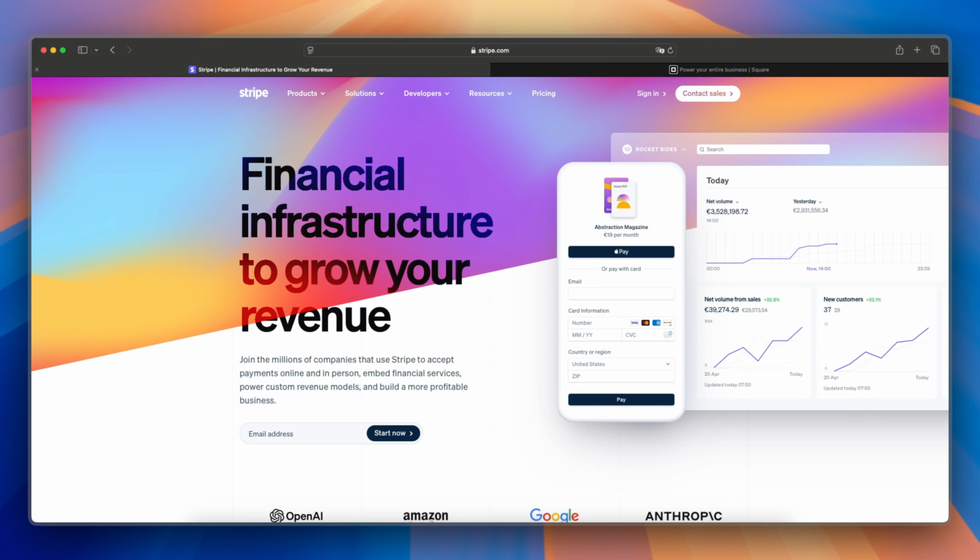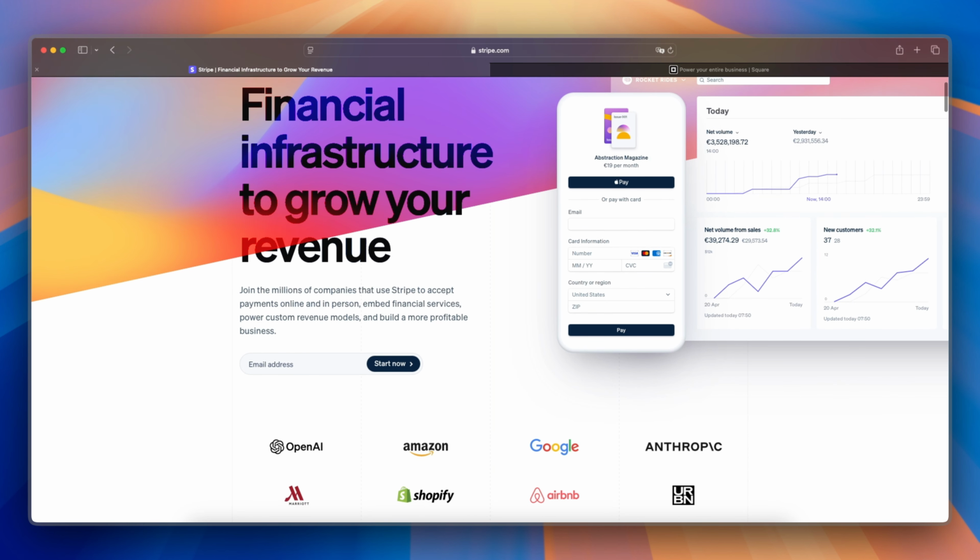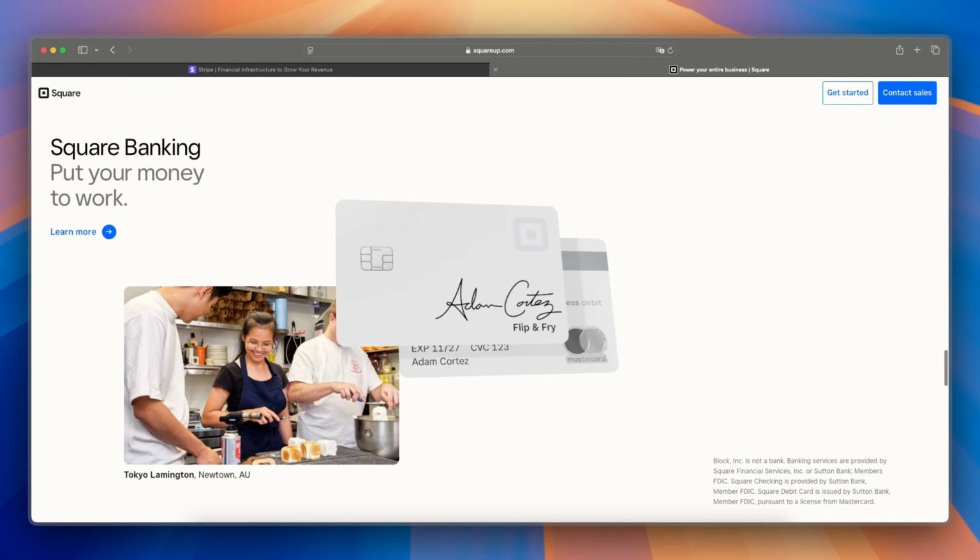And let's make a final verdict between the two. So I would say choose Stripe for advanced online payment solutions and Square for seamless in-person and online sales.